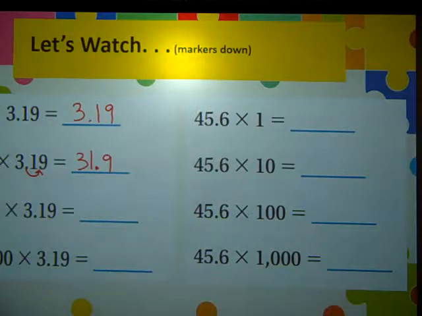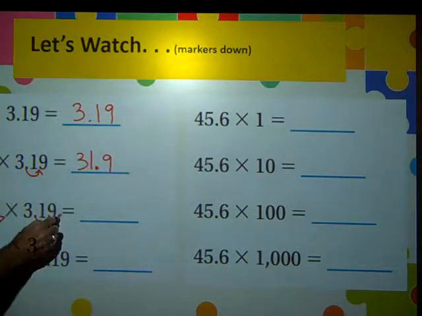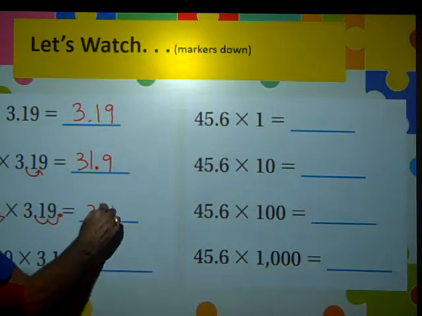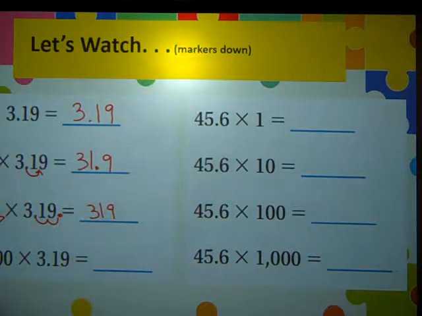Well, no different if I multiply by 100. Now I have 2 zeros. Okay? I'm still moving it to the right to make the number bigger, but this time I move it 2 places to the right because I have 2 zeros. So now my decimal is behind the 9. Notice my answers are getting bigger because I'm multiplying by a bigger multiplier.